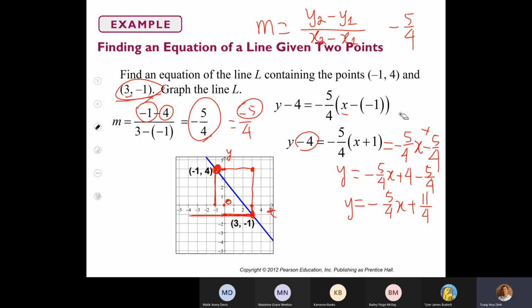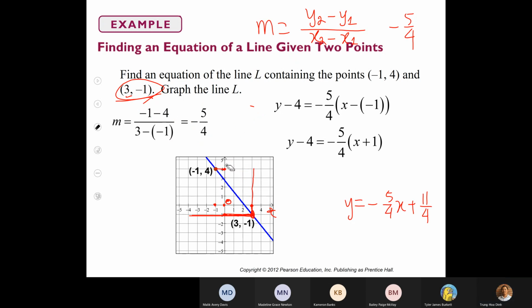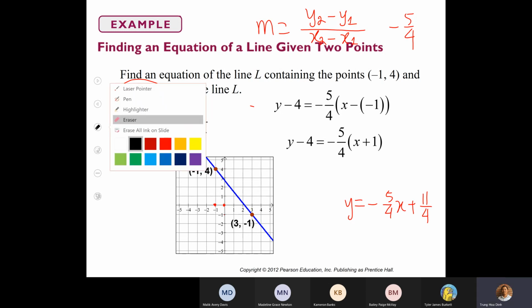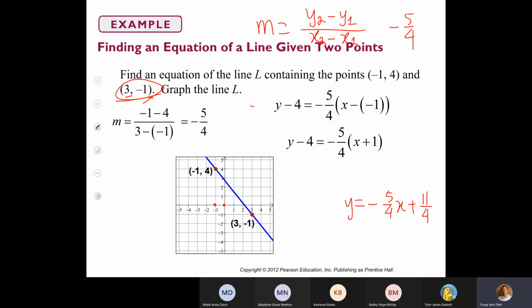Okay, let me erase this. Let's choose the second point, write the equation, and simplify. I want to keep this equation. Now I choose (3, -1). So my equation looks like y minus -1, right? Equal to -5/4 times x minus 3. I hope you can see that.